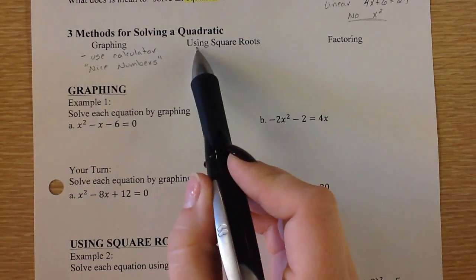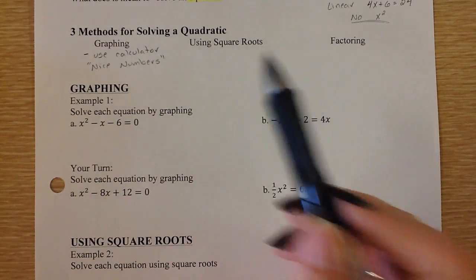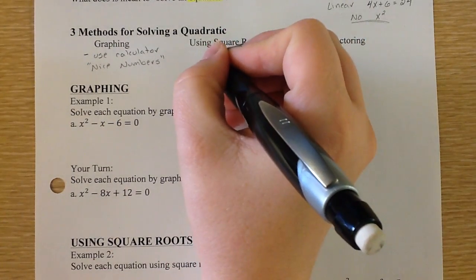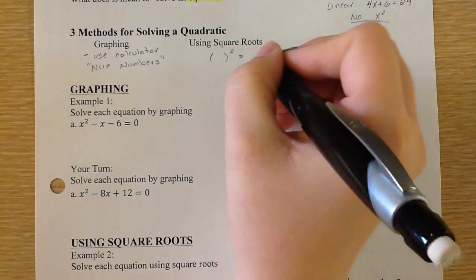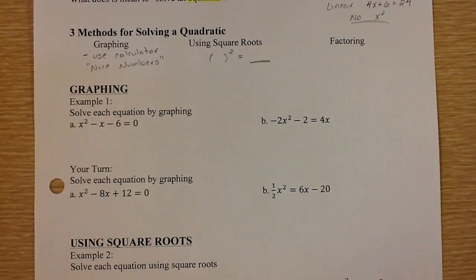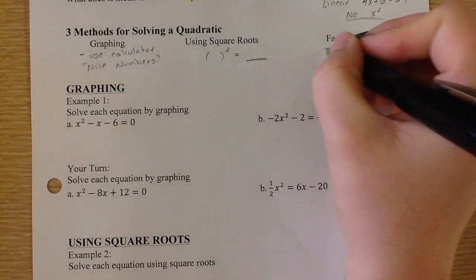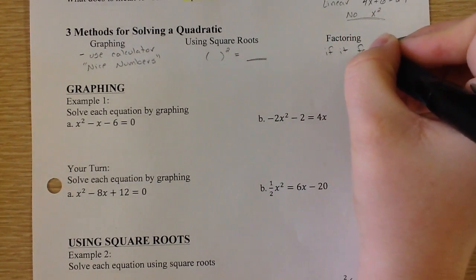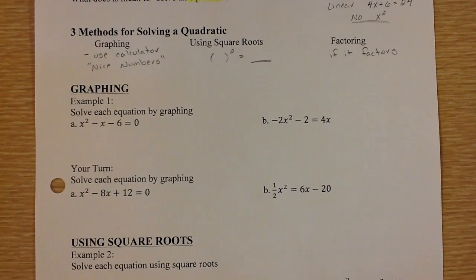So using square roots again works if it's of a certain form. If we can get it to look like something squared equals some number, then we can use square roots to solve it. And then factoring works if it factors. There will be cases where something will not factor. Not everything is factorable. Not all trinomials are factorable. So if it factors, we'll look at factoring.